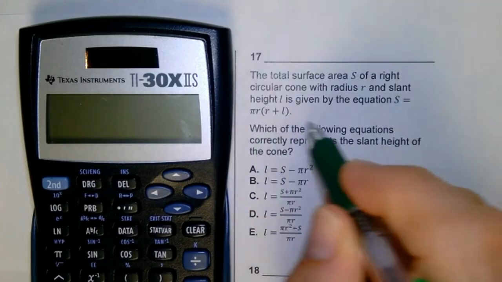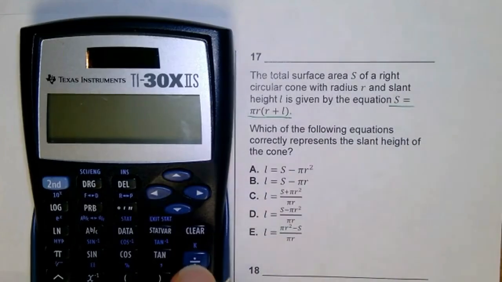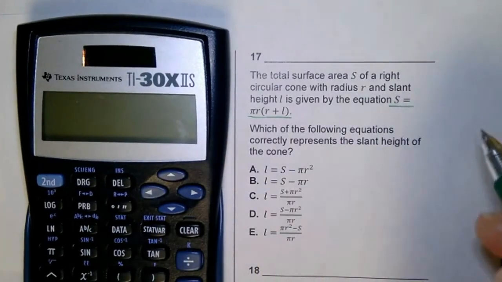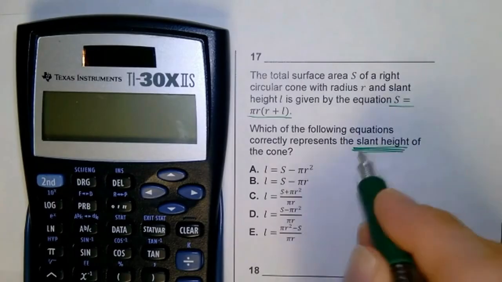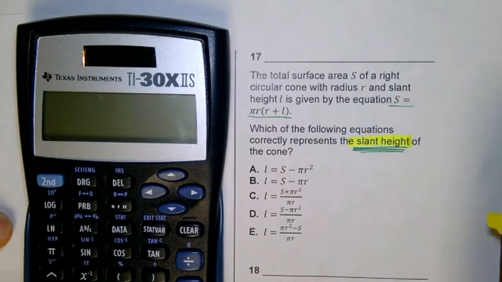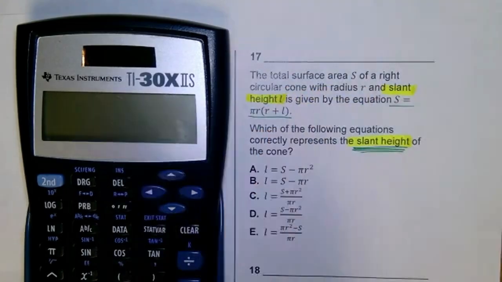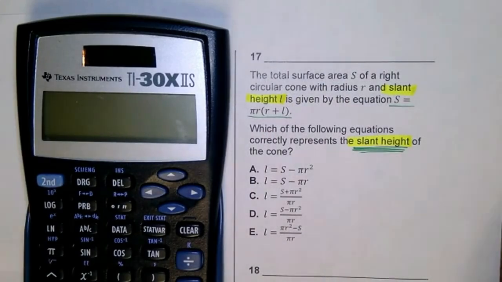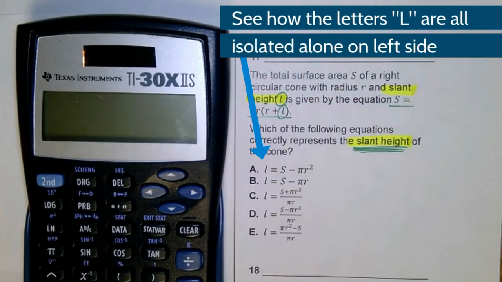So this is the piece that I need to know right here. And at the end of the day, they're asking us to get what? Which equation correctly represents the slant height? So remember, let's key in on these words. If I say slant height, which letter represents the slant height? That's this L. At the end of the day, they want you to solve this equation and get the letter L all by itself. That's the math. That's what they're looking for.